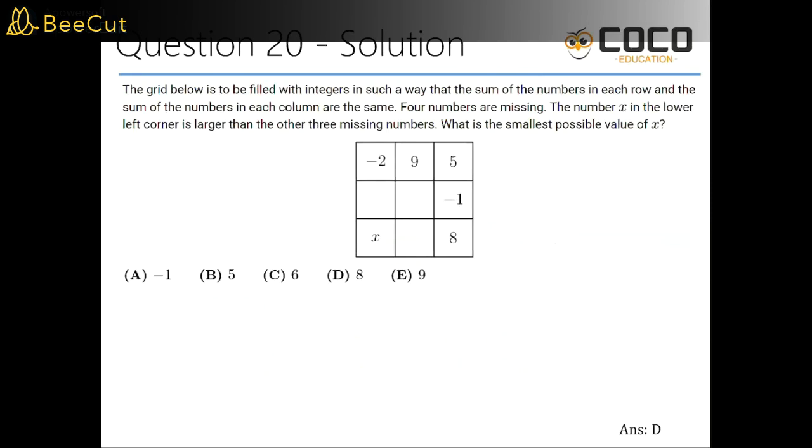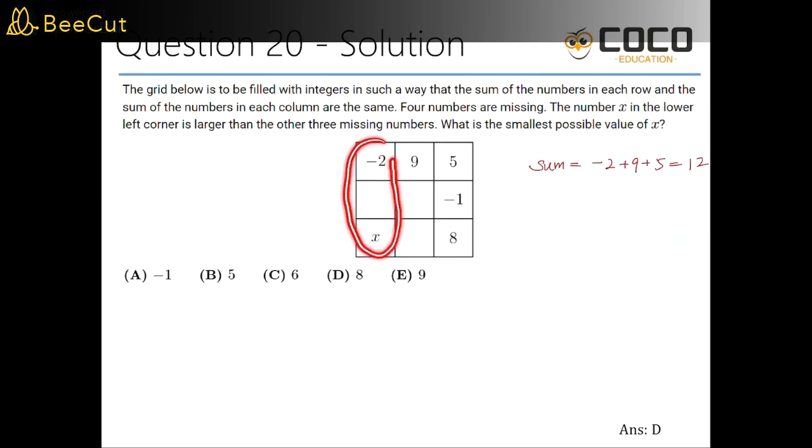Question 20. First, we can check the sum of one row. So -2 plus 9 plus 5. 9 minus 2 is 7. 7 plus 5, this is 12. Sum of one row is 12.